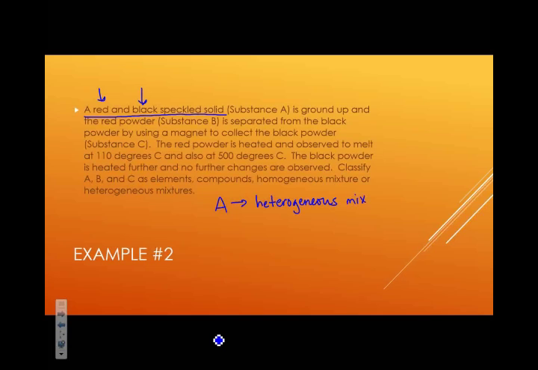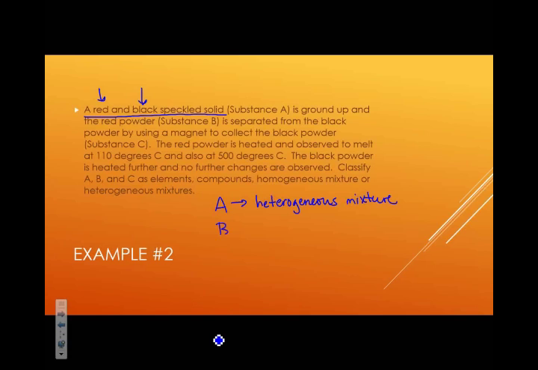To back that up, when we grind A up, I can separate the black stuff from the red stuff by using a magnet. That's a physical property that I'm using to separate one thing from the other. So they're keeping their own individual properties. Again, a characteristic of a mixture.